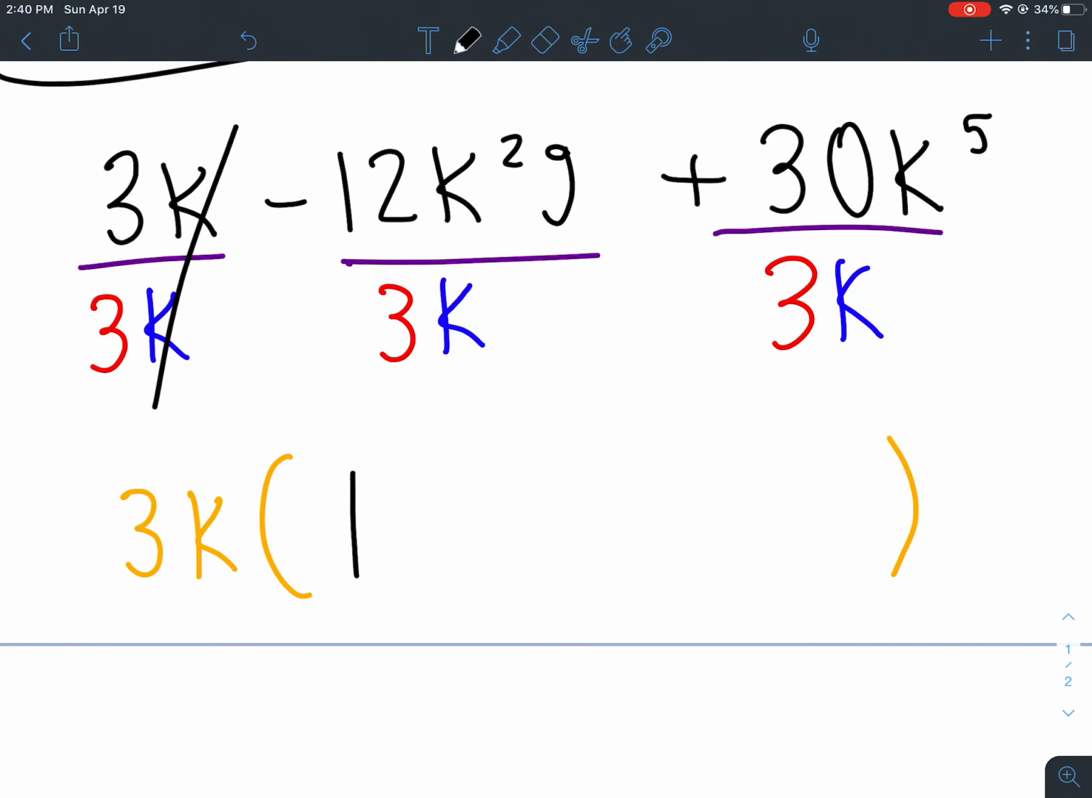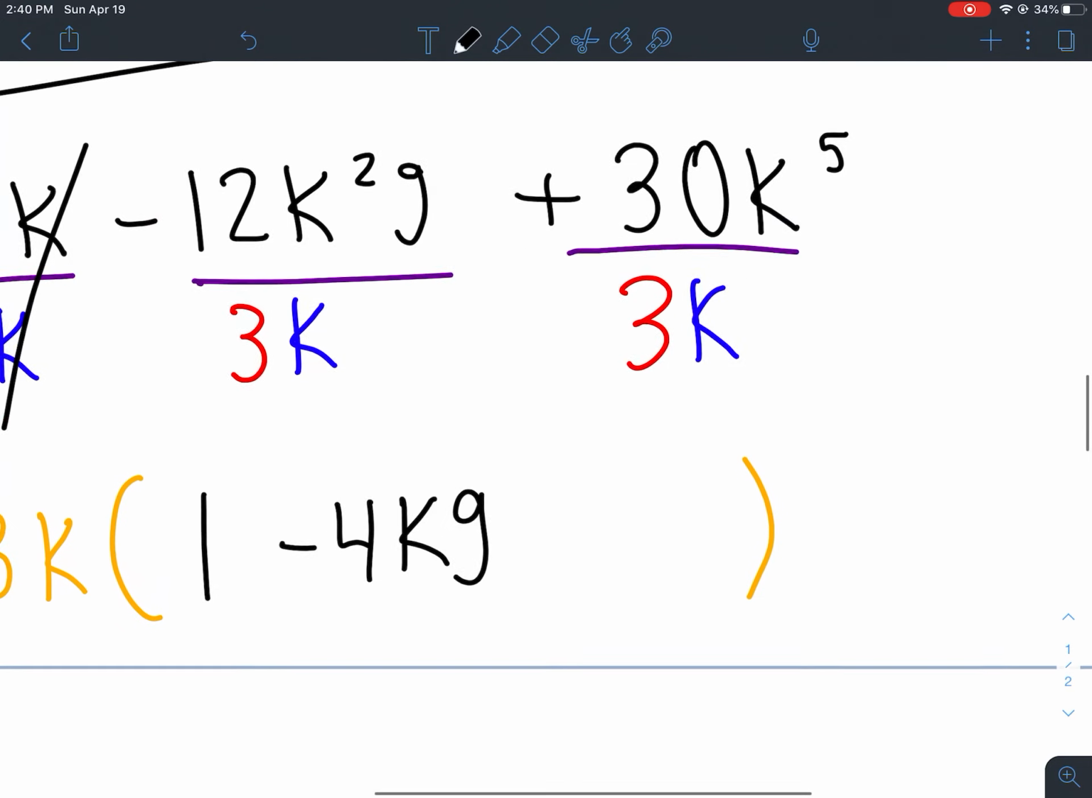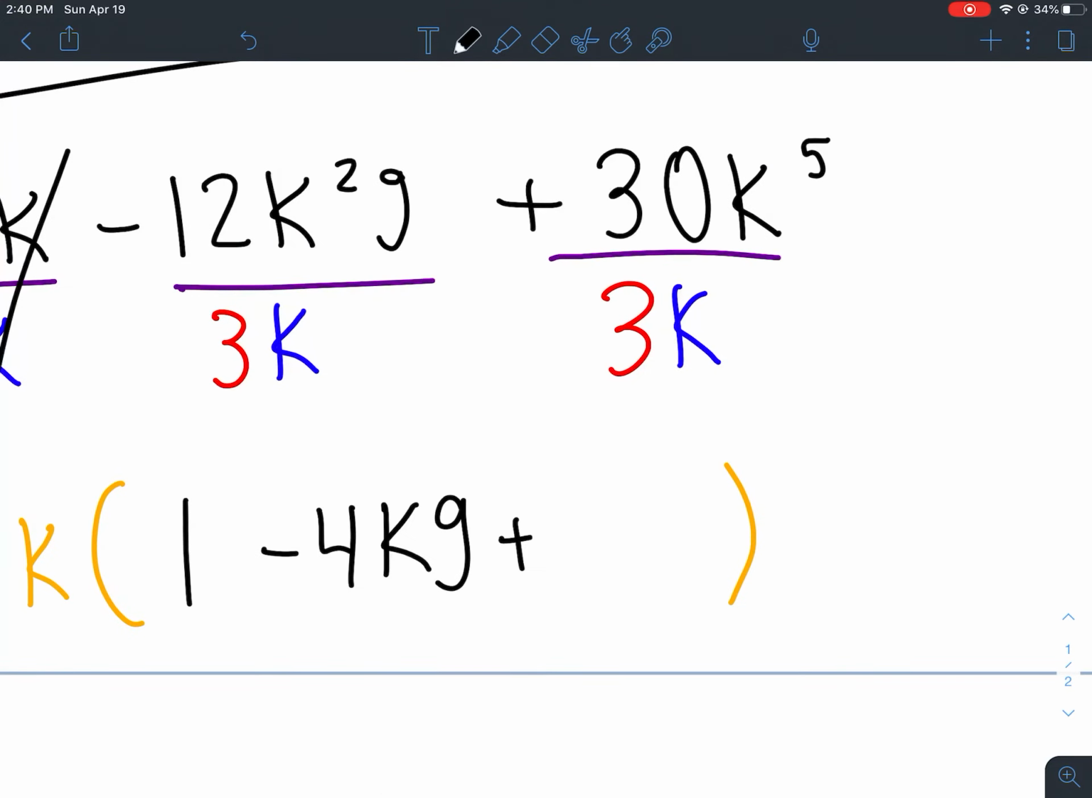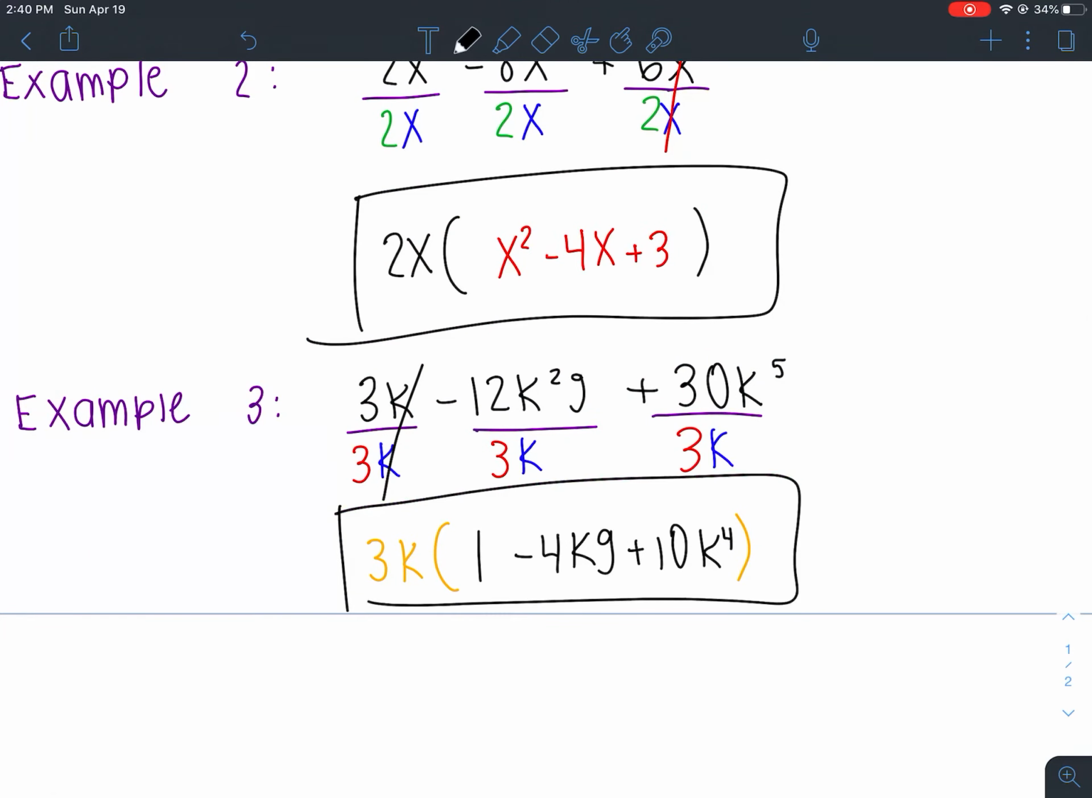Okay, the next thing we have is negative 12 divided by 3, which is negative 4. We have 2 k's, and we take away a k, so we're going to have 1 k left over, and the g is going to stay exactly as is because we weren't able to take out anything. The next term, 30 divided by 3 is positive 10. If I have 5 k's and I take out 1 k, I still have k to the 4th. And so that is factoring out a GCF, or a greatest common factor.